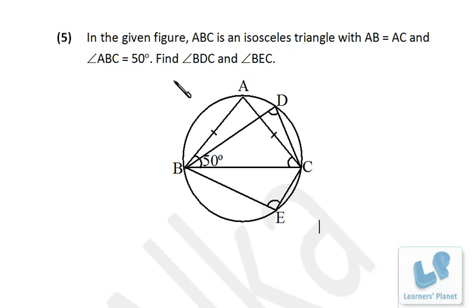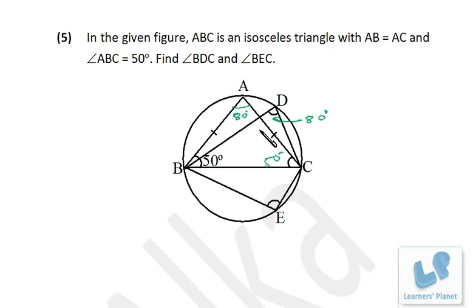Now in the given figure, ABC is an isosceles triangle with AB equal to AC and ABC is 50 degrees. Find BDC and BEC. So triangle ABC is isosceles. So if this angle is 50, this angle must be 50. So if this is 50, this is 50, this has to be 80 degrees. Right? So next, on the segment BC, this angle and this angle will both be equal because both of them are on the same segment. So this has to be 80 degrees, right? So BDC is 80.